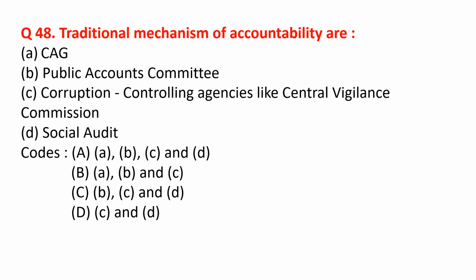Traditional mechanisms of accountability are CAG, Public Accounts Committee, corruption controlling agencies like Central Vigilance Commission, social audit. Social audit is not included in this. So the correct option is option B.